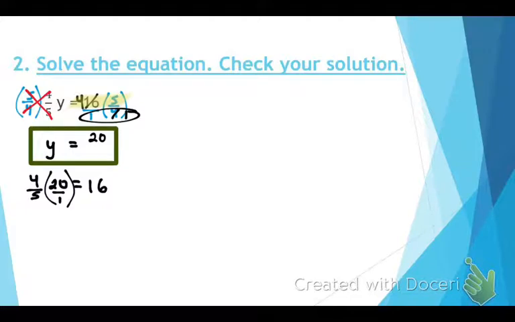Now that can be cross-reduced. So this becomes a 1, that becomes a 4. Multiply the numerators, what do you get? 16. You technically get 16 over 1, but we're just going to simplify it to 16. Class, does 16 equal 16? Yes. Give yourself a mini check mark because it did check out.